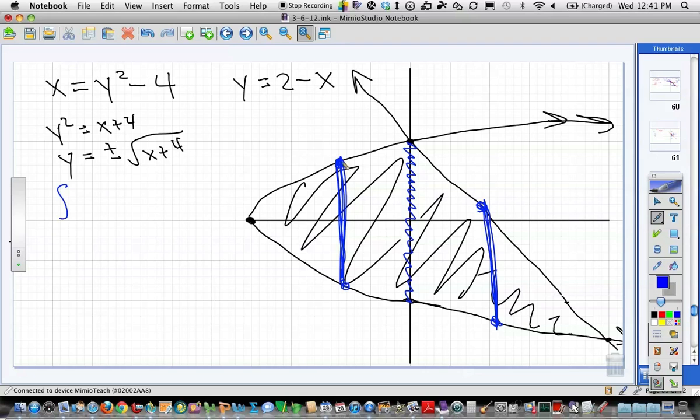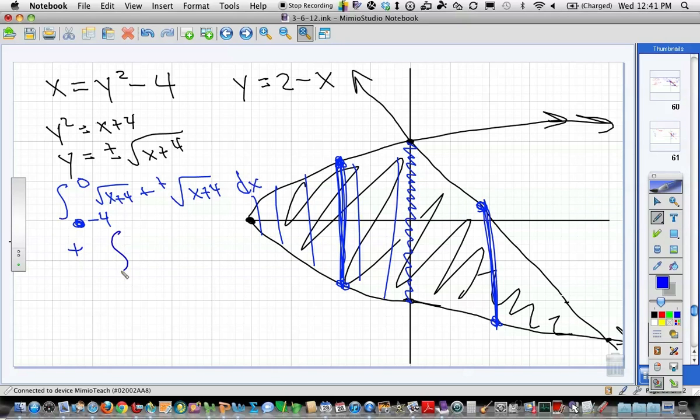So, what's this first integral do? It goes from -4 to 0. The strips fill the space from -4 to 0. Top y coordinate is the top of the parabola, square root x plus 4, minus the bottom half of the parabola, negative square root x plus 4, which of course just makes 2 square root x plus 4, with dx.